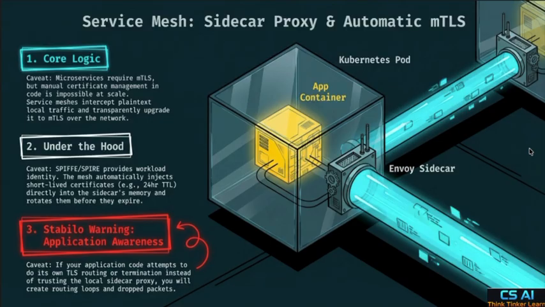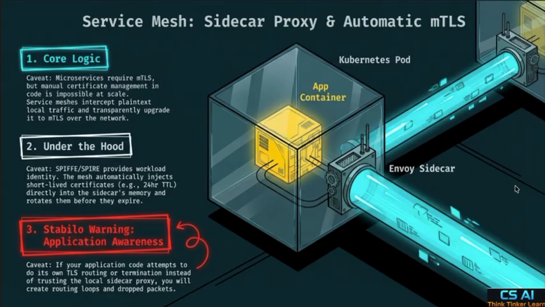Managing certificates for thousands of microservices manually is a nightmare. This is why we use service meshes like Istio or Linkerd. A sidecar proxy, usually Envoy, sits next to the application container. It intercepts plain text traffic and upgrades to mTLS transparently. It uses frameworks like SPIFFE and SPIRE to automatically rotate short-lived certificates, sometimes every 24 hours.